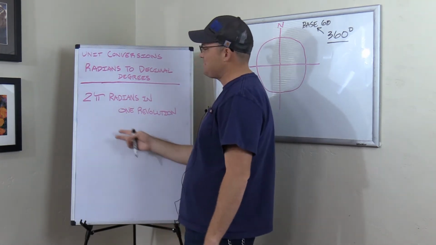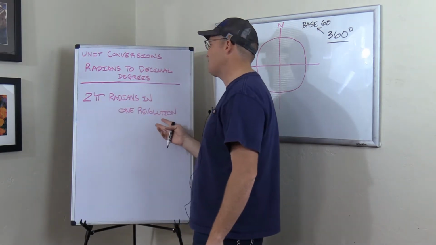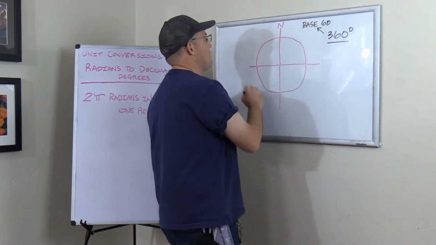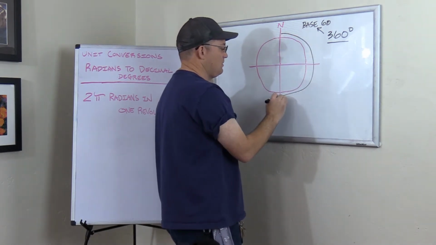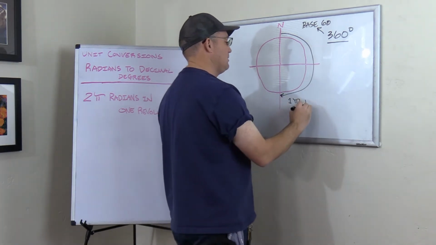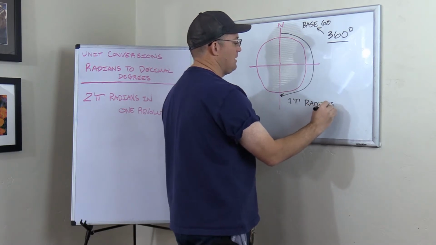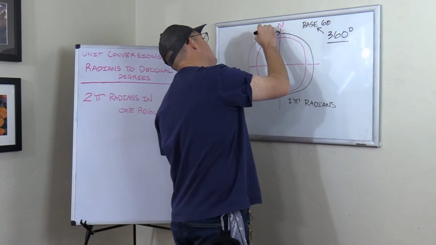Okay. So the mathematicians said there's 2 pi radians in 1 revolution. So that means if you go all the way around the circle, there's 2 pi radians. Which means half a circle, half a revolution, is 1 pi radians. And a full revolution is 2 pi radians.